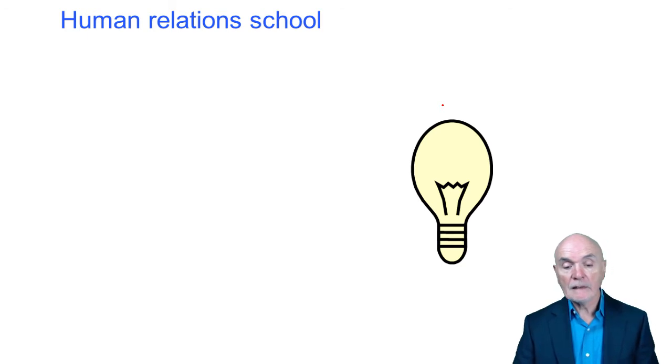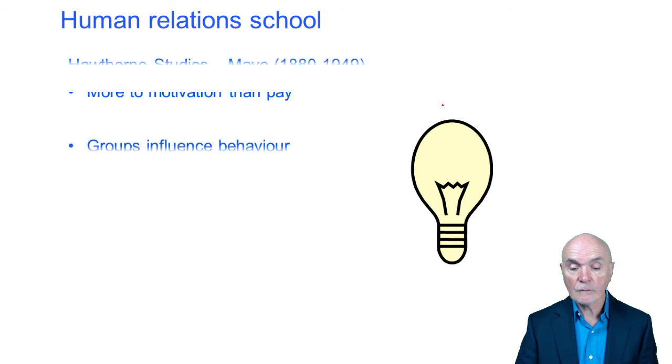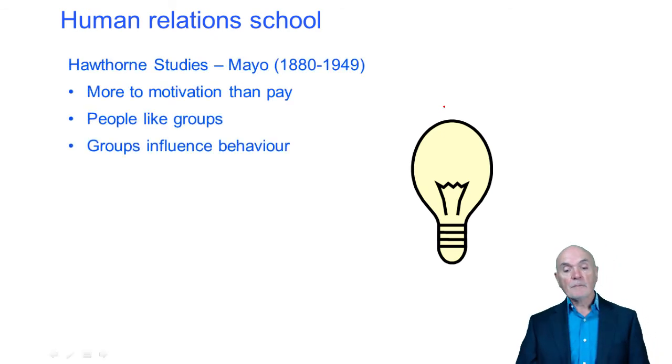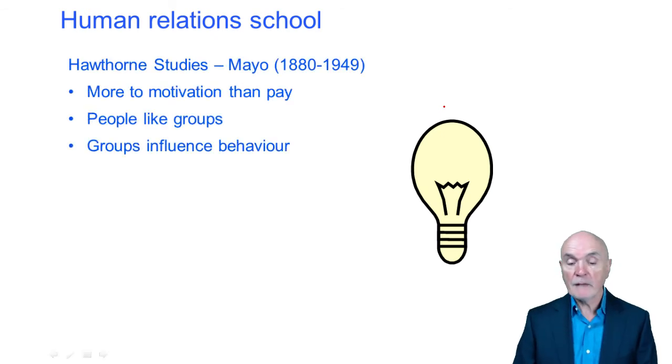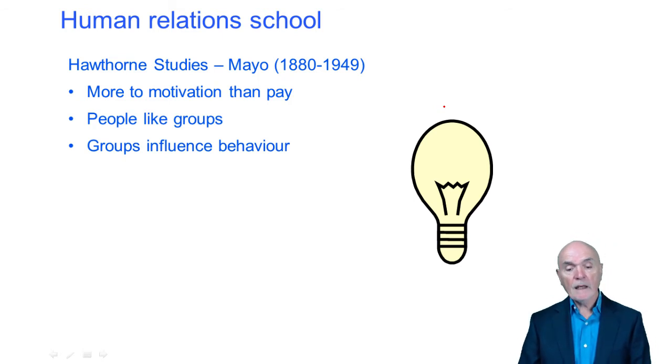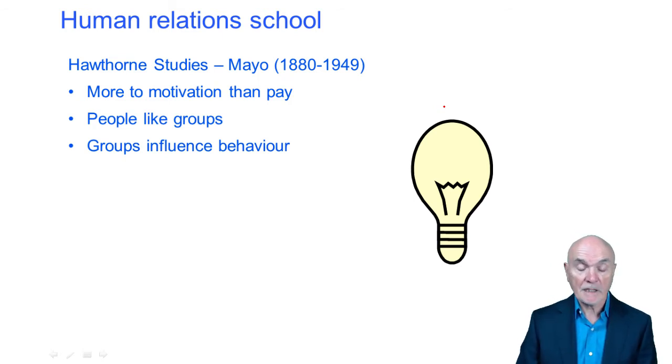Around the late 20s, 30s, then the Human Relations School was developed by someone called Elton Mayo. And he was asked by the Western Electric Company to investigate certain types of behavior.